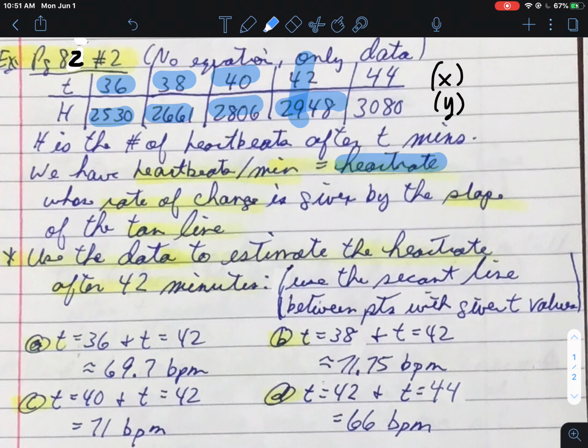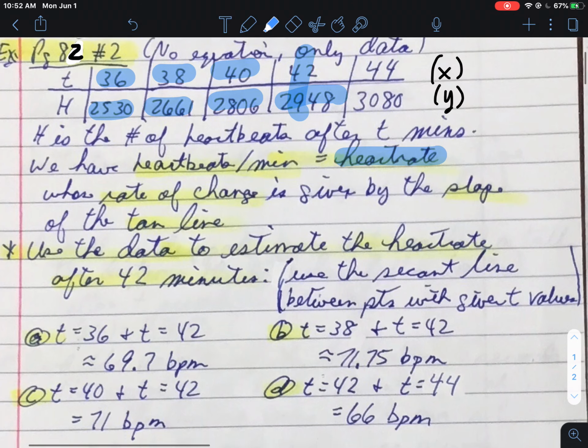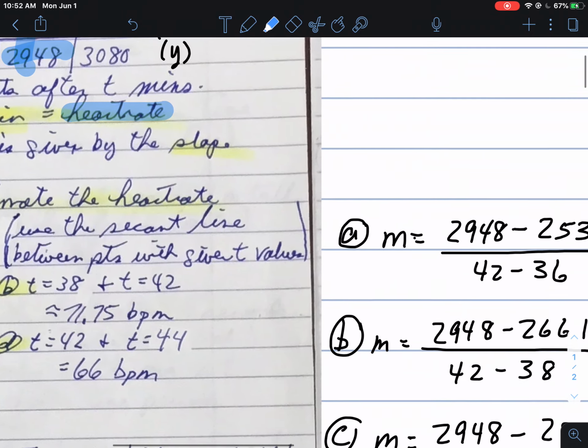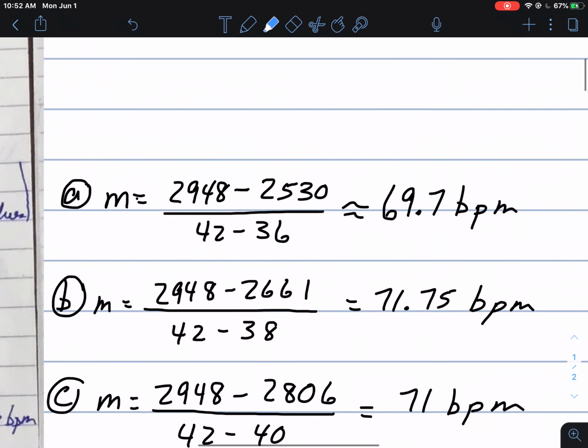Right? And so we can calculate the slope of the secant line, quote unquote, over those smaller and smaller time intervals that are getting closer and closer to 42 minutes. And then we can use that observation to maybe give us an idea or make an approximation to what the heart rate was at 42 minutes. Right? So that's what these calculations are.